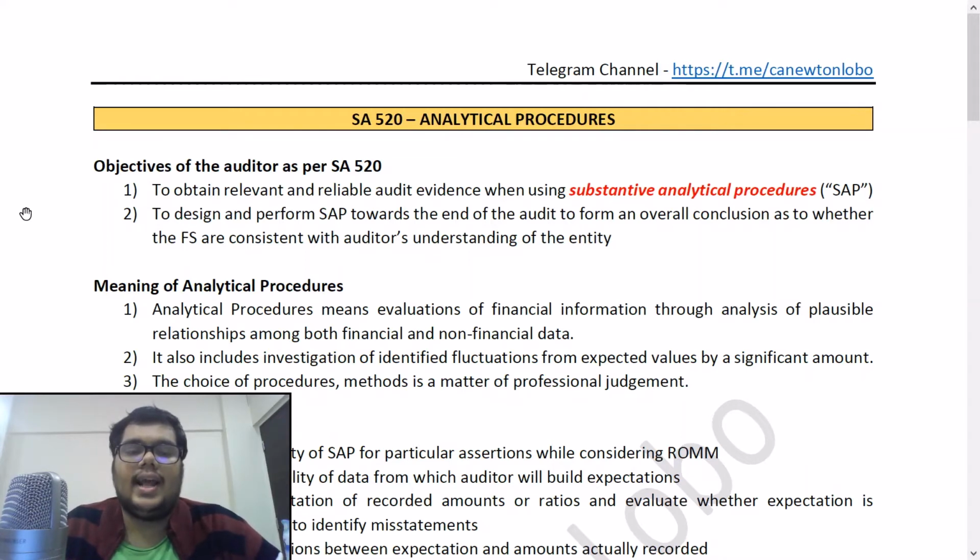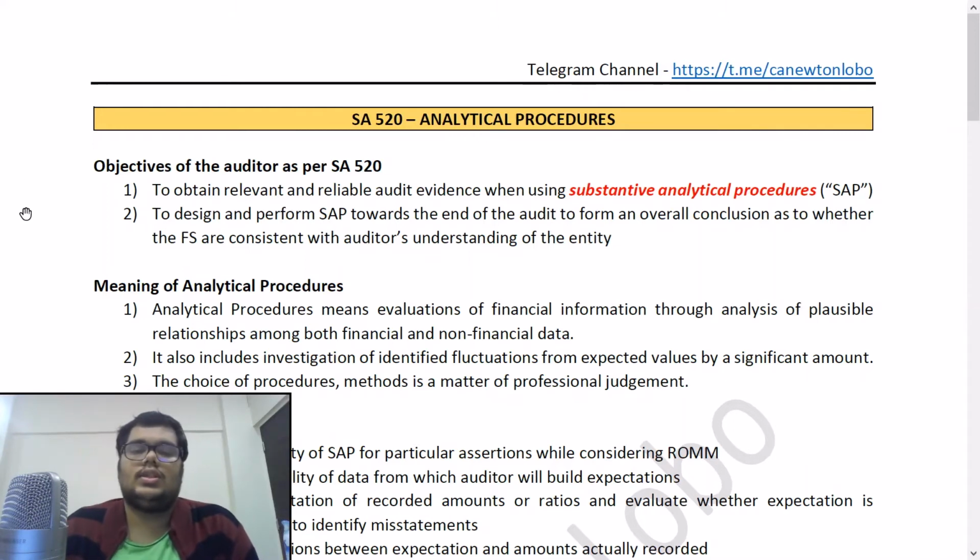Point number 2 is to design and perform SAP towards the end of the audit to form an overall conclusion as to whether the FS are consistent with the auditor's understanding of the entity. So now what is this point saying? During the audit, the auditor will form an understanding of the entity throughout his audit. So in the end, he should apply substantive analytical procedures, develop an understanding from this SAP, and confirm that this understanding matches the understanding he has drawn throughout the audit.